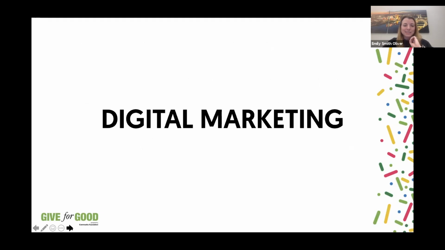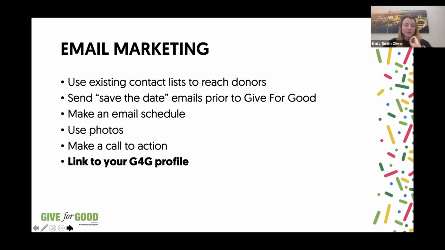Moving on to digital marketing, very similar to social in the way that it works, just on separate platforms. So something that is very effective for fundraising, and in Give for Good in particular we see a lot, is email marketing. You can use email marketing services such as Constant Contact or MailChimp, or email marketing can just be as simple as sending out marketing emails from your own personal email account. So use your existing contact lists to reach your donors.